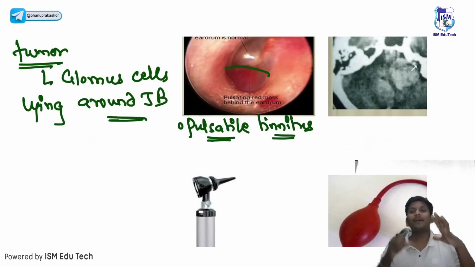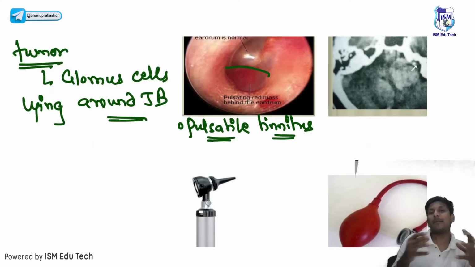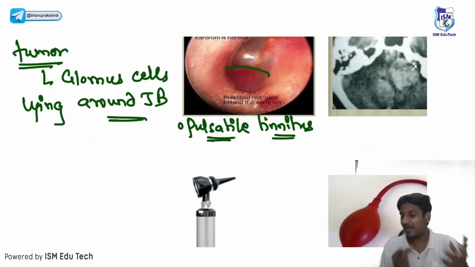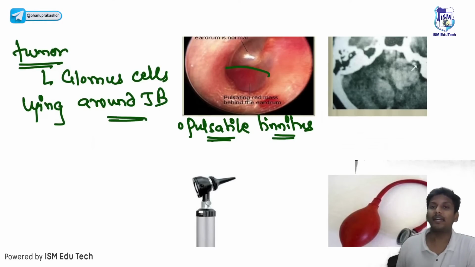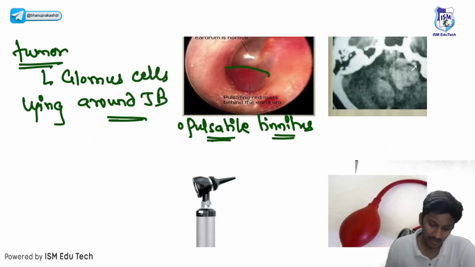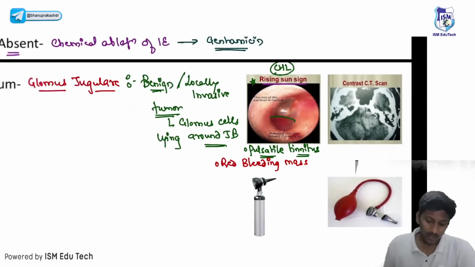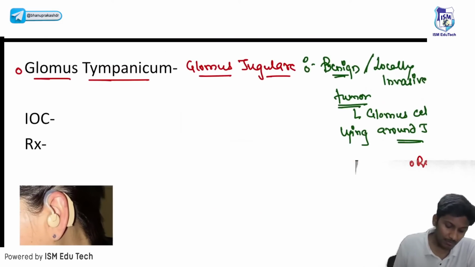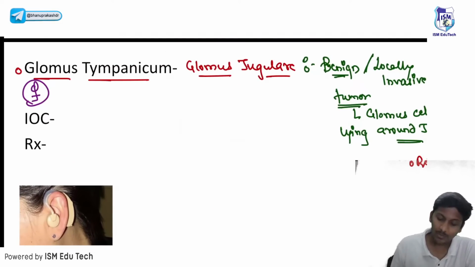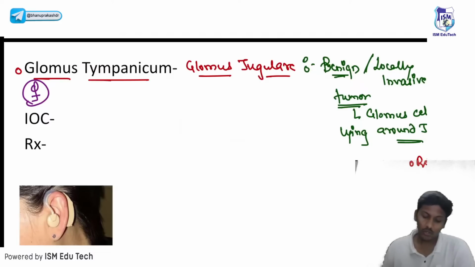The tumor will then also cause erosion of the tympanic membrane, and then it will grow inside the external auditory canal. Then the patient can come to you with a red bleeding mass. If they ask you where it is common, please remember, glomus jugulare or glomus tympanicum is more common in females usually.